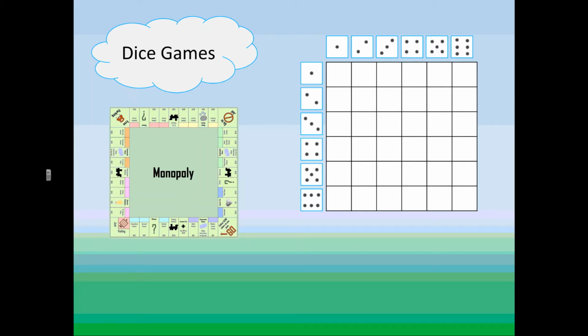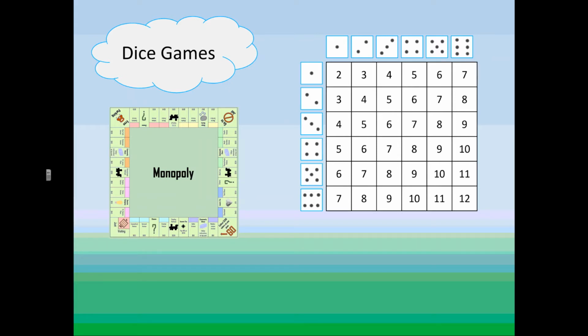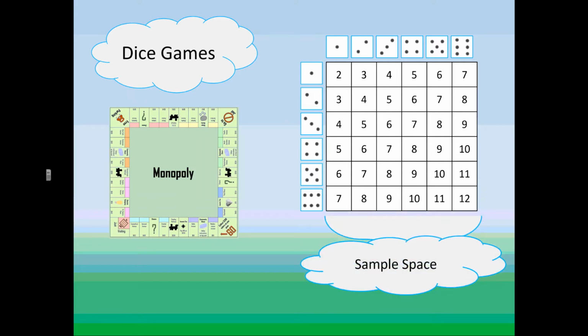I could roll a 1 and a 1 and get a 2. I could roll a 1 and a 3 and get a 4. Filling out the chart, we get this many different possibilities. This is our sample space for rolling 2 dice. Notice, it's far more complicated than just rolling 1.